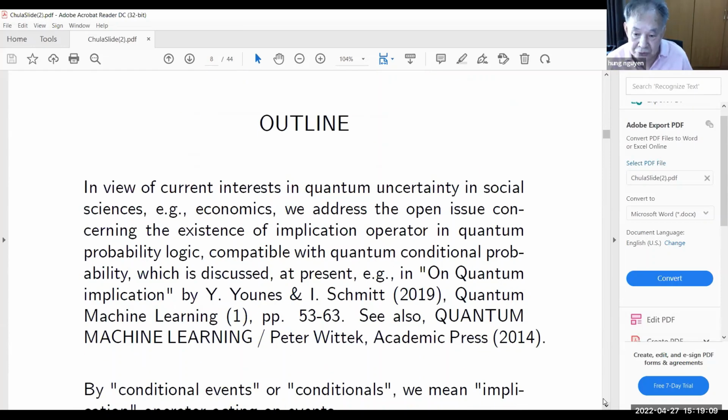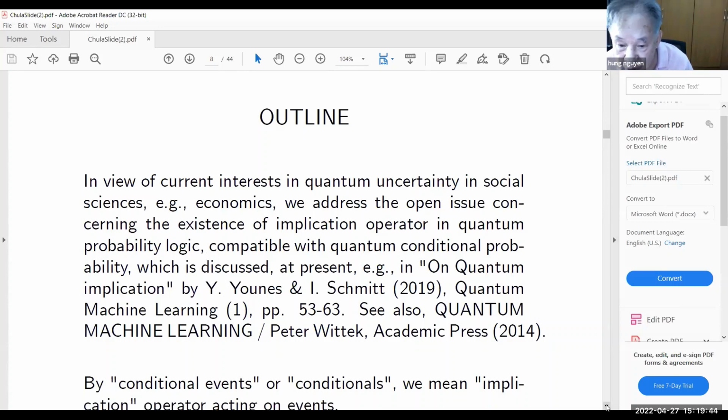So the outline of my talk today is the following. In view of current research interest in quantum uncertainty in social sciences, for example economics, we address the open issue concerning the existence of an implication operator in quantum probability logic, compatible with conditional probability logic, which is discussed in many papers, like a paper just a couple of years ago. They're talking about things like this, but they don't know what to do because there's a missing implication operator in quantum logic.